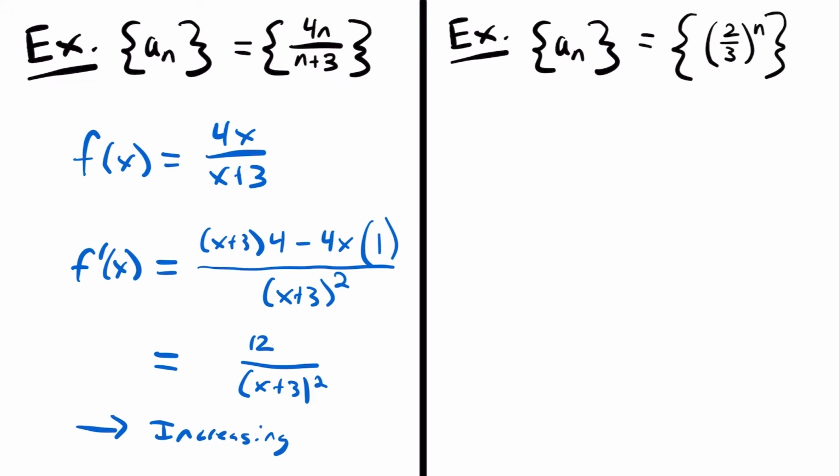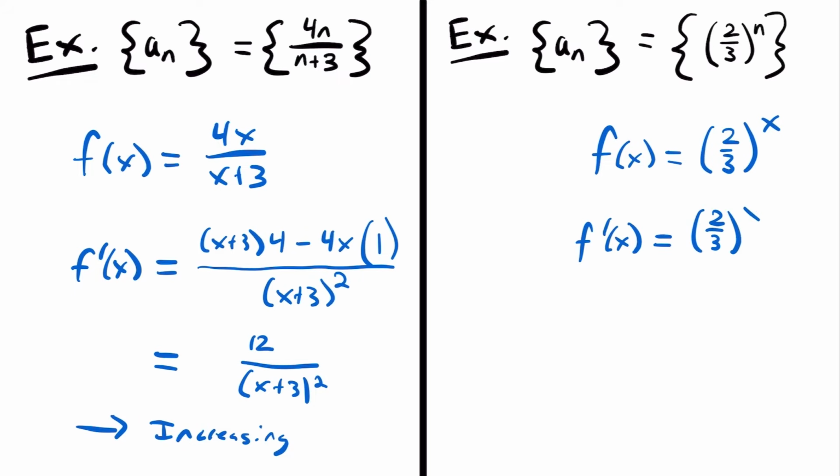Now, if we look at our other sequence, this is the other example that we worked on where we found it was decreasing. If we take the derivative of the corresponding function to this sequence, we will find that same result, that it's decreasing. Now the corresponding function here would be f of x is equal to 2/3 to the power of x, and the derivative of that, f prime of x, will be equal to that exponential function, 2/3 to the power of x, times the natural log of 2/3. Right, the derivative of an exponential function with a base other than e is equal to that exponential function times the natural log of the base. And so we have the natural log of 2/3.